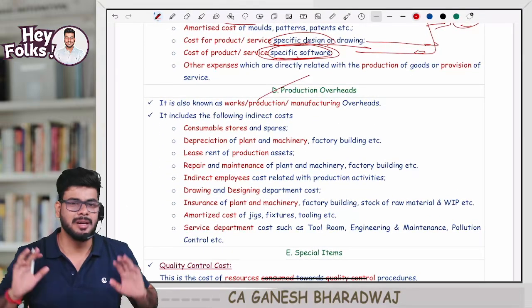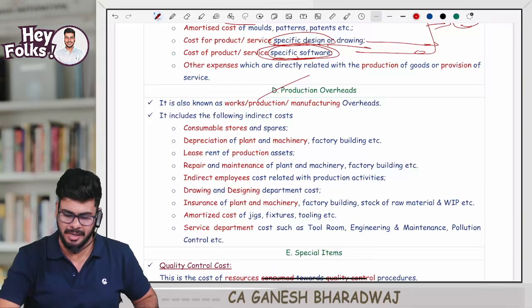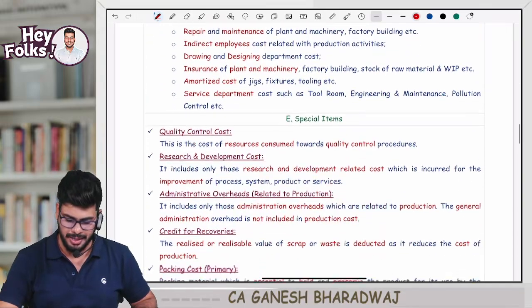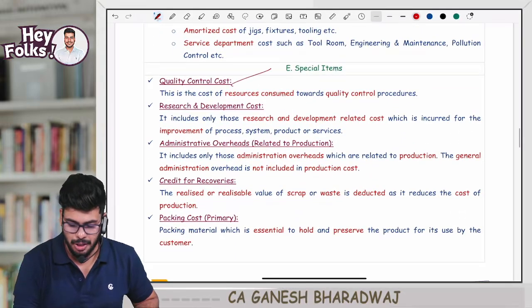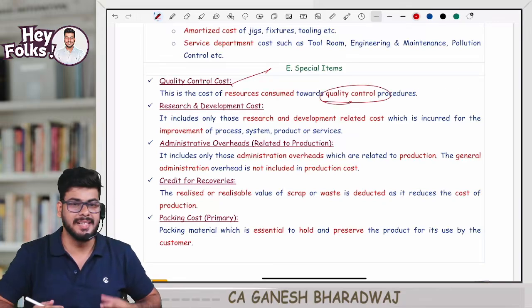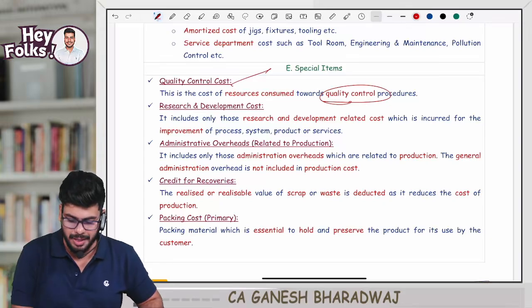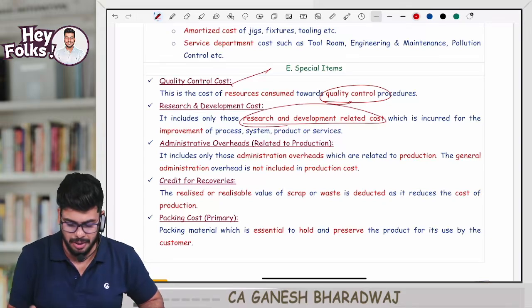Production overheads, nothing needs to be seen here. Any indirect manufacturing cost incurred in a factory gets categorized under POH. Guys, clear with this? Special items, QC control cost. What is this? Any cost incurred for quality control, that is inspection purpose and all. If it is given, you need to do it. We'll do a lot of sums, do not worry. R&D cost incurred for research and development.